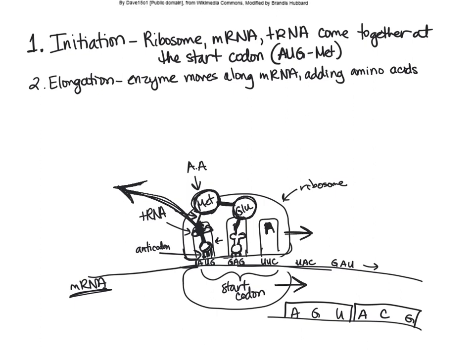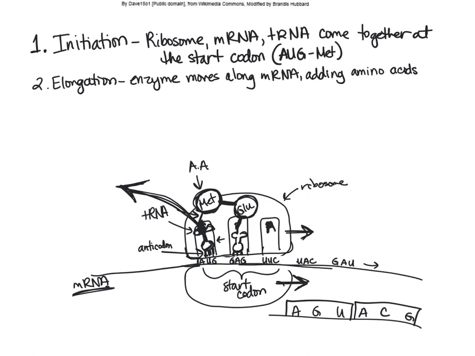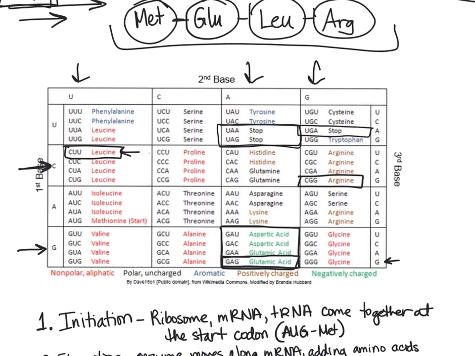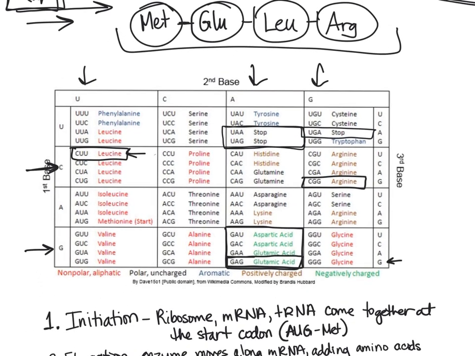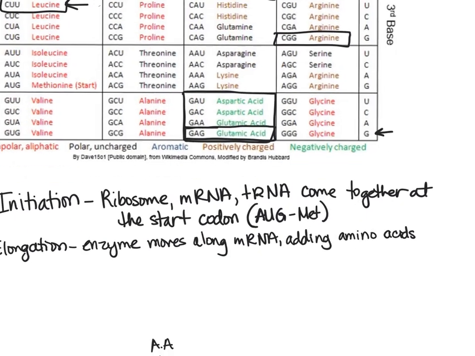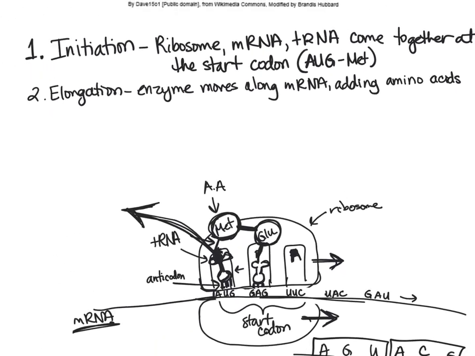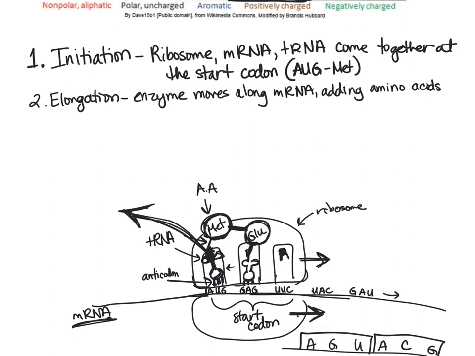Then as the ribosome moves down, we're going to read the next codon, which would be UUC. So if we go up here, we find our UUC. That's going to give us some phenylalanine. So in our process of elongation, we have coming into our next spot here.